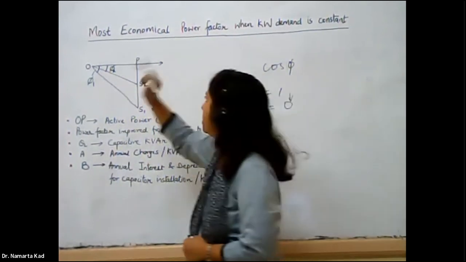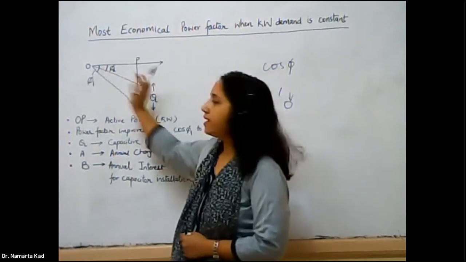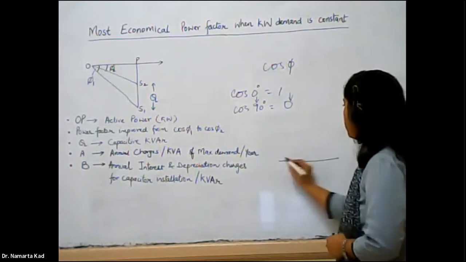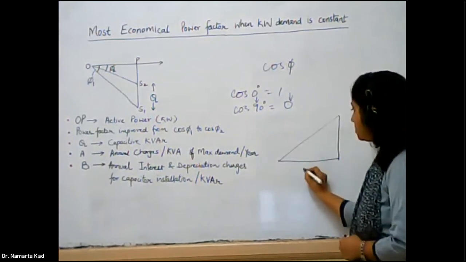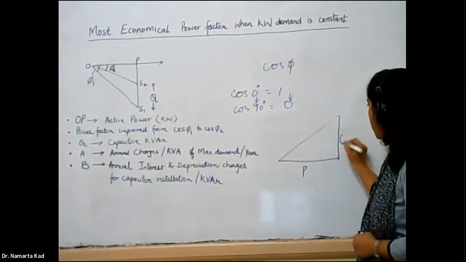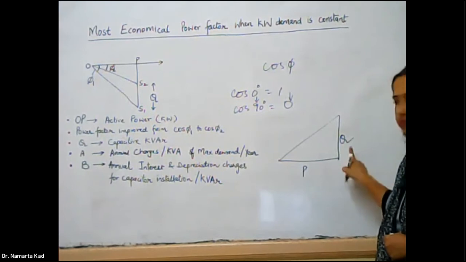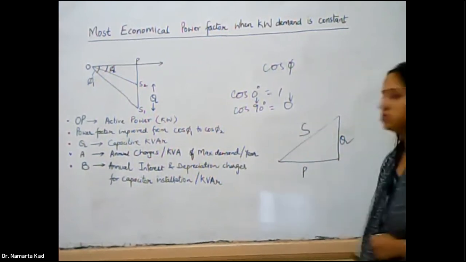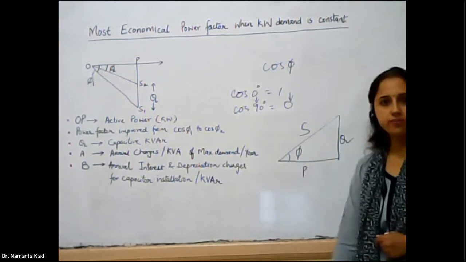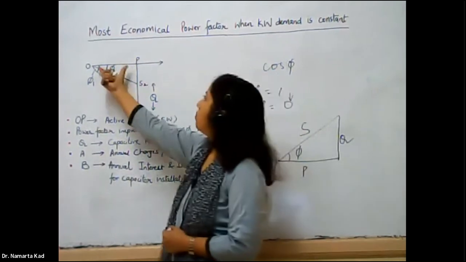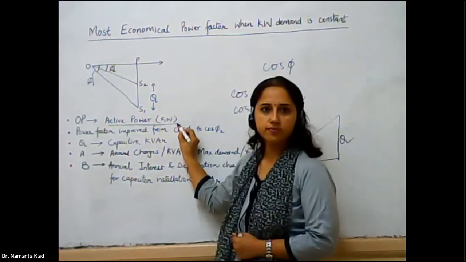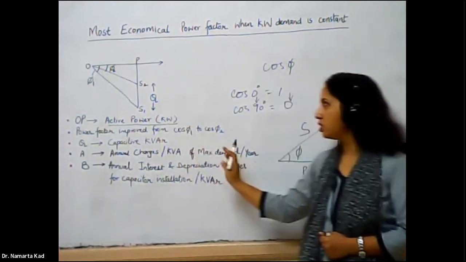In this figure, we relate it with the power triangle. In the power triangle, when we draw it like this, this is the base and it represents the active power. This perpendicular side represents the reactive power, and the hypotenuse side represents the apparent power. Here is the angle phi, and this OP is the active power in kilowatts.